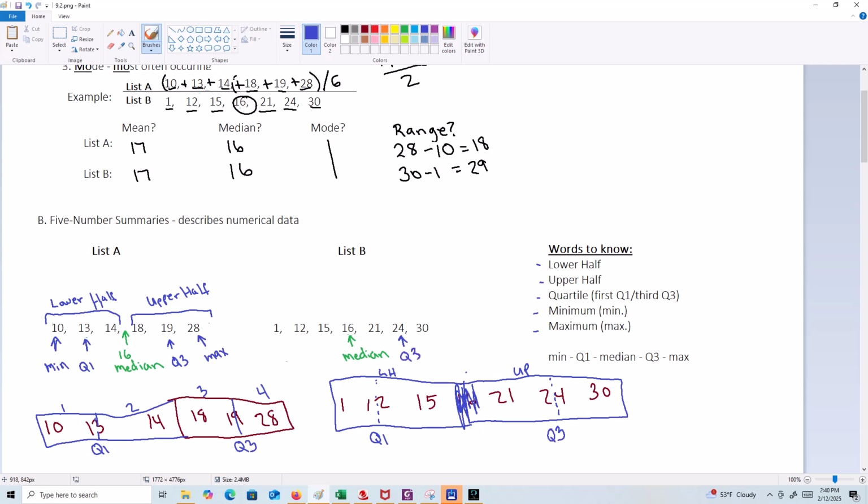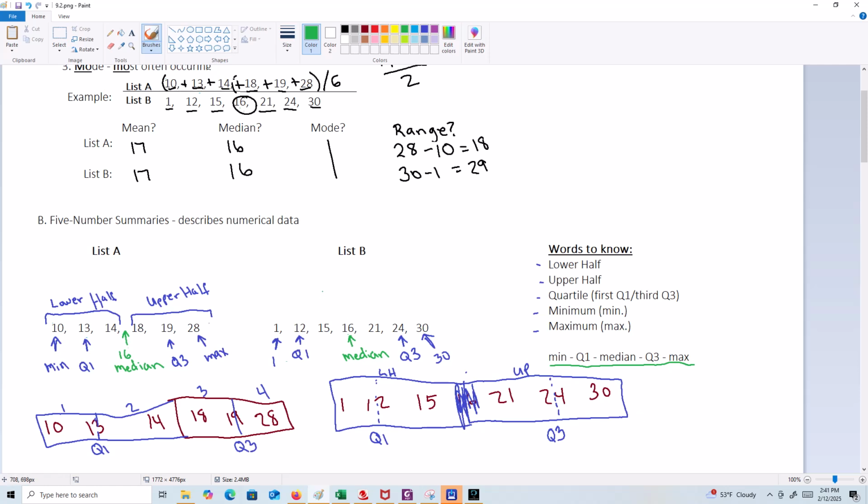So this is Q3, and 12 is Q1. 1 is the min, and 30 is the max. Then you would write it using this format right here. Min hyphen Q1 hyphen median hyphen Q3 hyphen max.